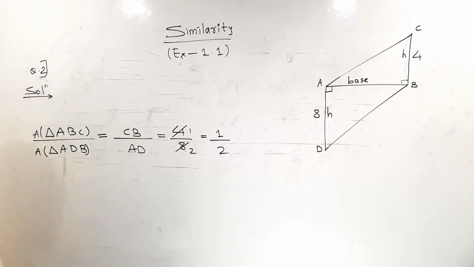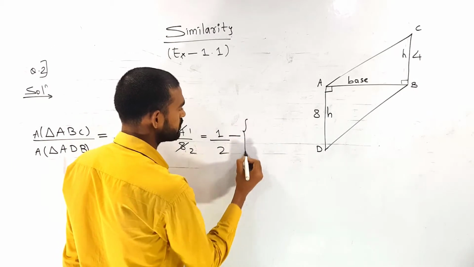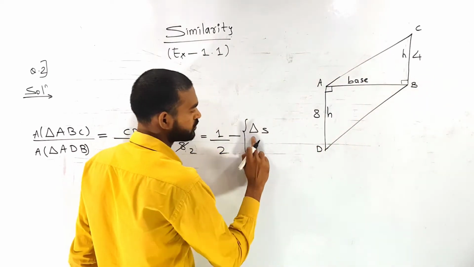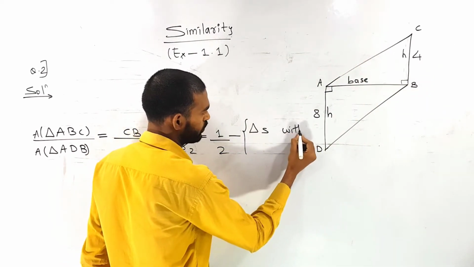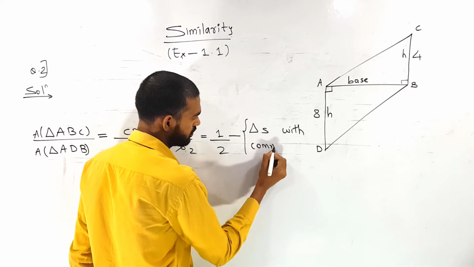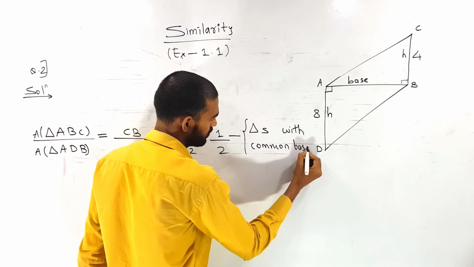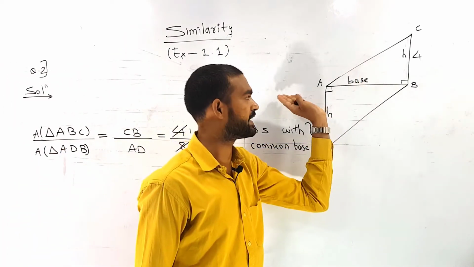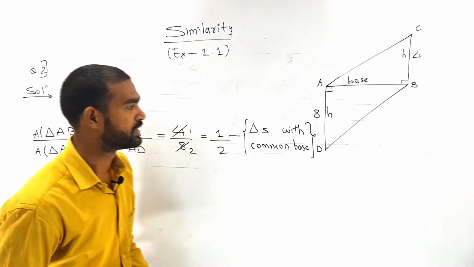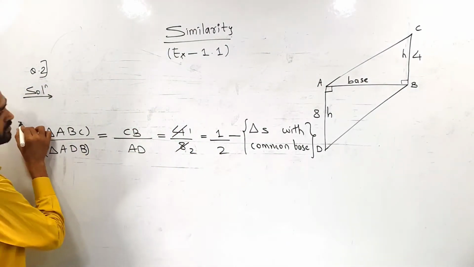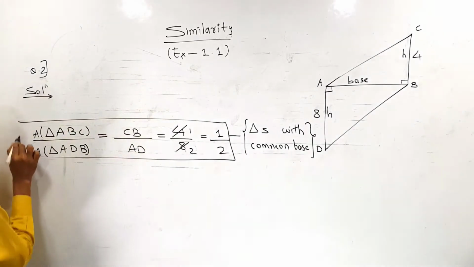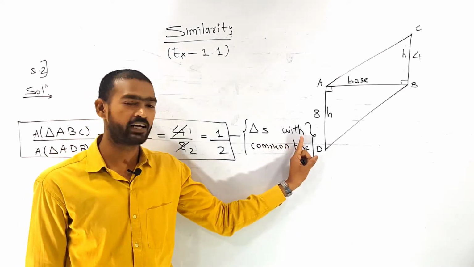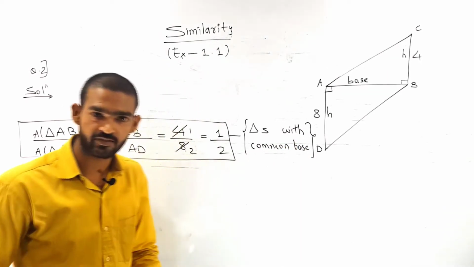And which property have we used? We have used this property, triangles with common base. You can see two triangles? Yes. As you can see, both the triangles are sharing same base. So this is the second sub-question of your first exercise. Here we have used second property, triangles with common base.